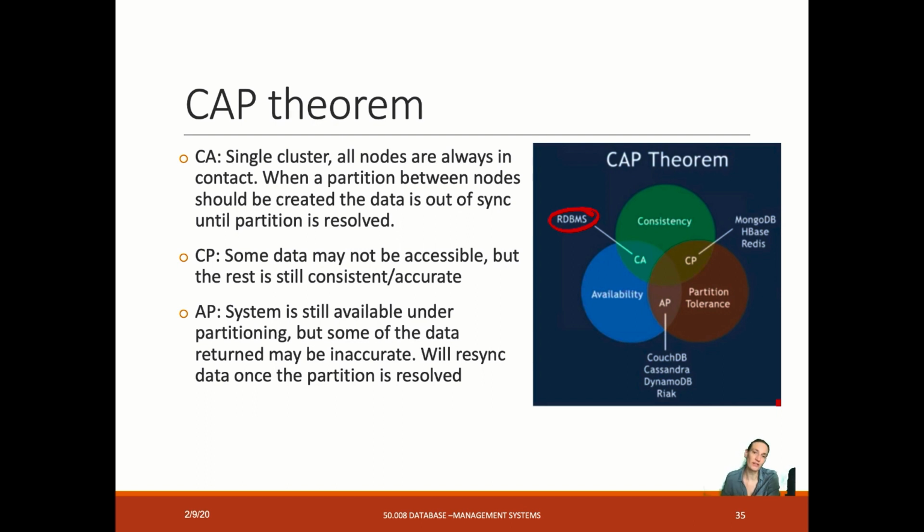So think of this, SQL works well on your computer. It's one single database, it's not distributed. So you always get the latest data and the data is always available. But if there's a network error, then there's just no data at all. CP, consistency and partition tolerance, at the cost of availability.